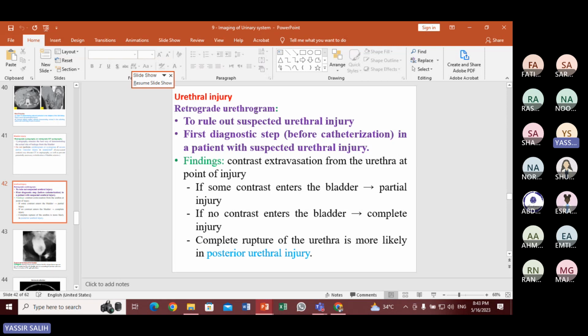You must know what a retrograde urethrogram is. This should be done first before any technique. If a patient has a suspected urethral injury, don't introduce a catheter, because there may already be an injury and introducing the catheter will cause more injury. So you must do a contrast examination of the urethra, assessment of the urethra by contrast, ascending or retrograde urethrogram.